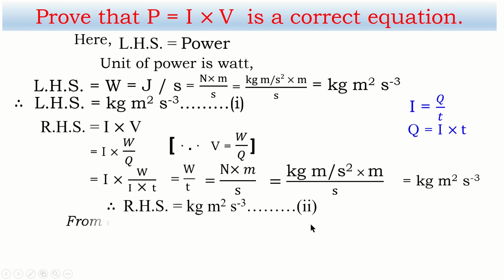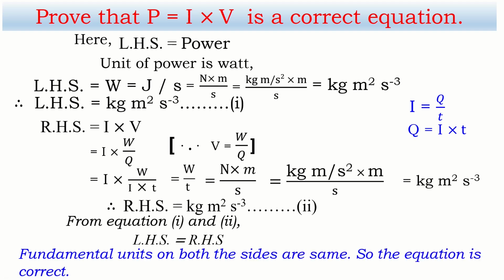That's why we can say from equation 1 and 2, left hand side is equal to right hand side. So we can declare that this equation is correct. It is told correct in the question also, but we have to prove. Fundamental units on both the sides are same, so the equation is correct. Now this was the unit analysis. I think it is very helpful to you. Now I want to stop this class because it is being longer and longer, so we'll meet in the next class. Okay, thank you.